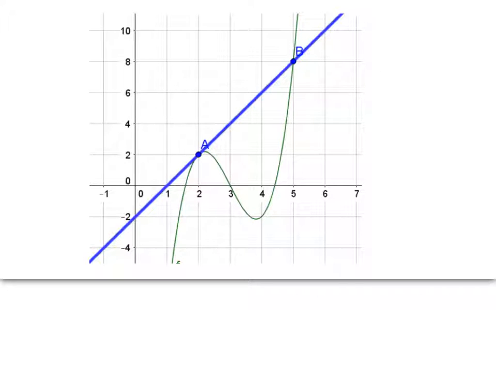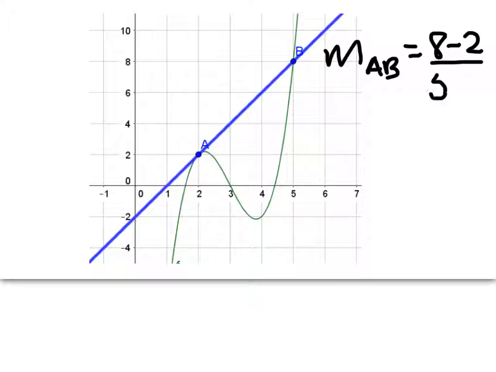So the first thing we probably want to do is to figure out the slope between A and B, and that's going to be rise over run, so 8 minus 2 over 5 minus 2, which is 6 over 3, which is 2. So we're looking for a line that is tangent to that curve with that slope.